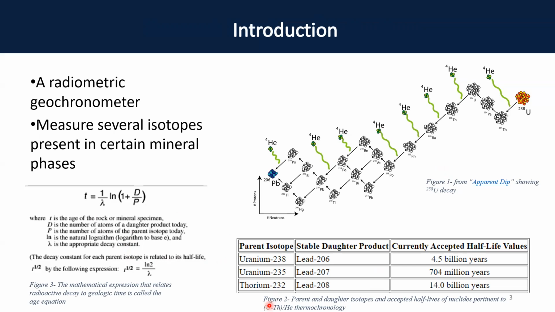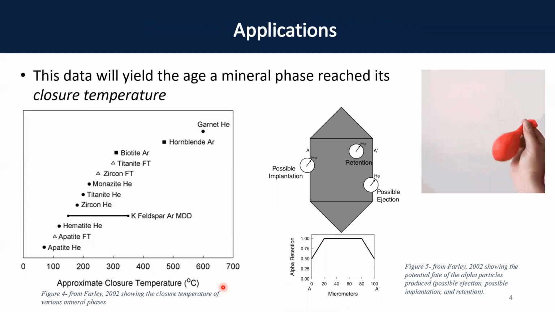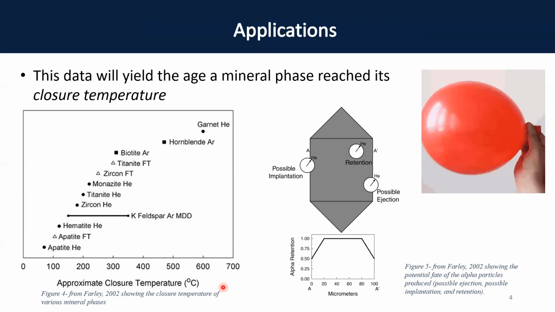And what we can understand is how long a system, or in this case a mineral phase, has been a quote unquote closed system, meaning radioactive parents are decaying to their natural daughter products. By measuring these ratios using this expression, the age equation, we can figure out the time since that system became closed. So what does this mean in this particular application? The resulting data will yield the age that the mineral phase reached its closure temperature. Well, what is that exactly?